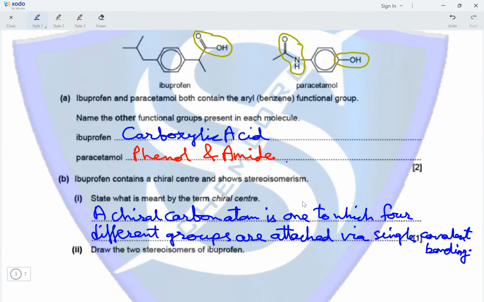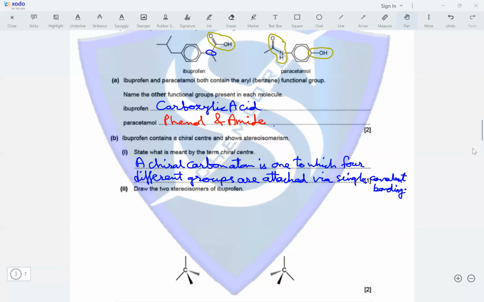Draw the two stereoisomers of ibuprofen. So the structure of ibuprofen where the chiral carbon atom present is this one being circled with a blue circle, because here we can see that four different groups are attached. Three groups are displayed in the skeletal formula, the fourth one being a hydrogen atom. And now we need to draw the two stereoisomers of ibuprofen. The chiral carbon atom has been shown. So we are going to draw a COOH group on this side. On the other isomer, it will be present here.